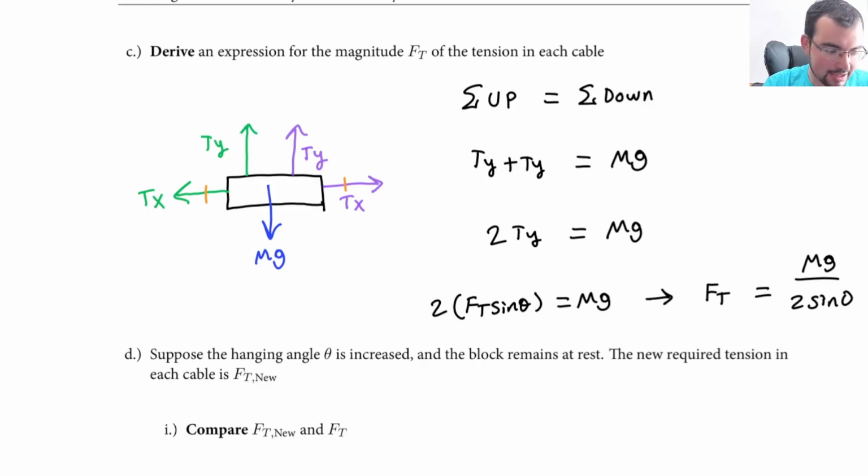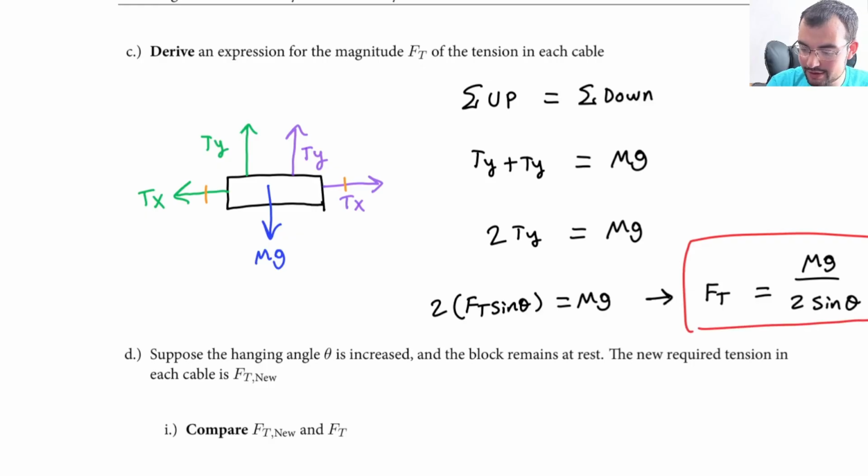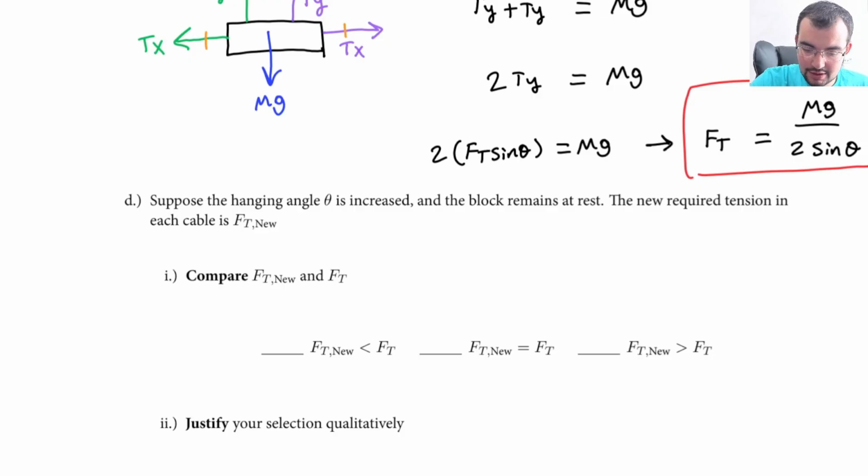And we can do that because sine theta is a number, right? If I type in sine 30 in my calculator, I can press enter and get a number. So I can divide by sine theta. I can't divide by just the letters, but I can divide by sine of something. That's just a number. All right, the hanging angle is increased and the block is still at rest. What happens to the tension?